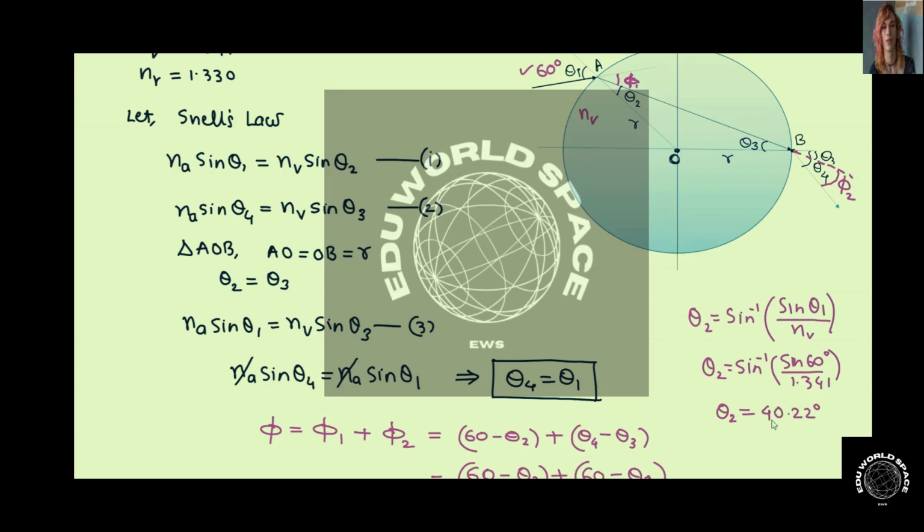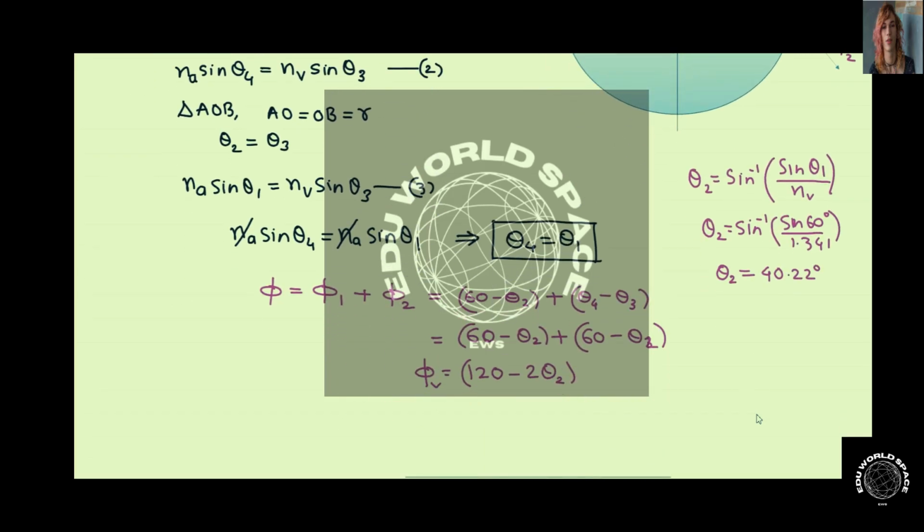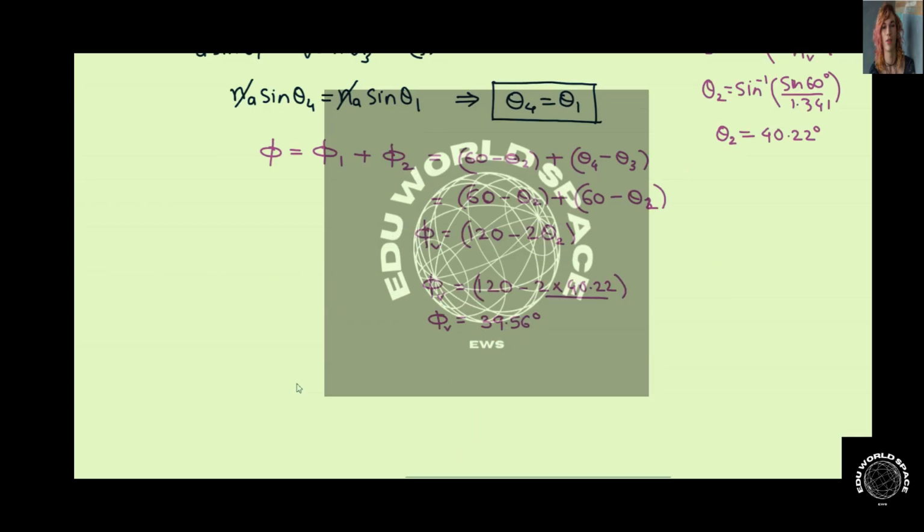Simplifying this, I will get the value of theta 2 equal to 40.22 degree. And this value of theta 2, if I put over here, I'll get the angle of deviation for violet, which is equal to 120 minus 2 times 40.22. Simplifying this, I'll get the angle of deviation for violet color equal to 39.56 degree.